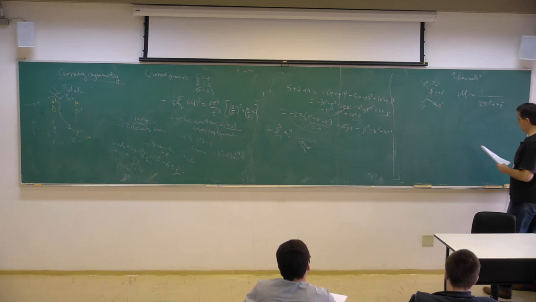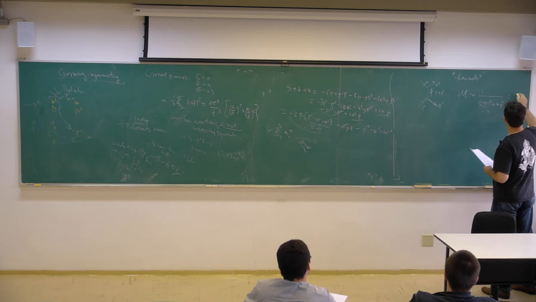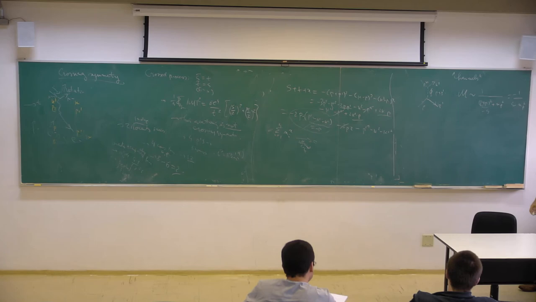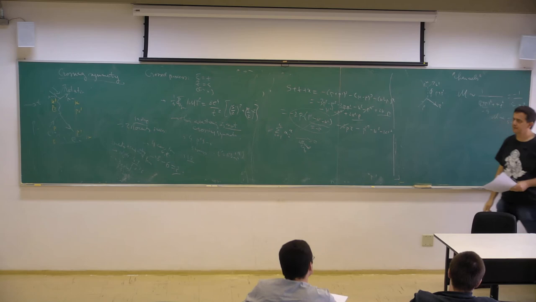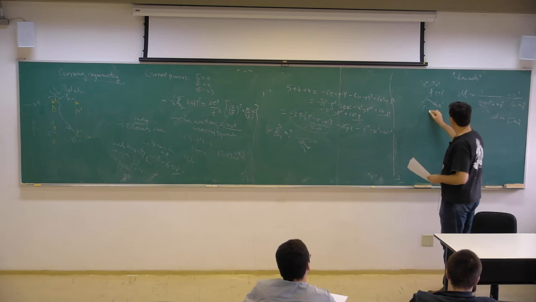But then this is equal to minus s. So this is minus 1 over s minus m phi squared, right? So you see that the amplitude is proportional to this pole in S, 1 over S minus m phi squared in this case. So then we call this the S channel.